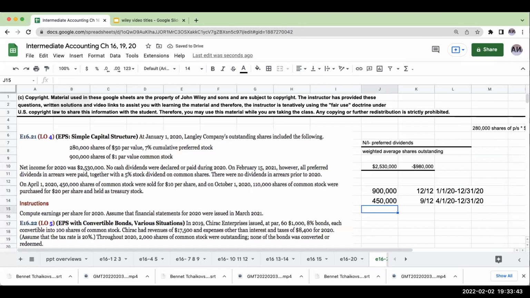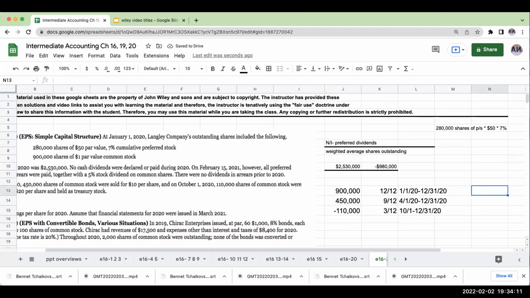And then lastly, we have common stock that was purchased and held as treasury stock. When I buy treasury stock, this decreases my number of shares outstanding, and these were bought back on October 1st, or 10/1 through 12/31/20. So this is going to be 900,000 times 12/12. This will be 450,000 times 9/12. And this is going to be 110,000 times 3/12.